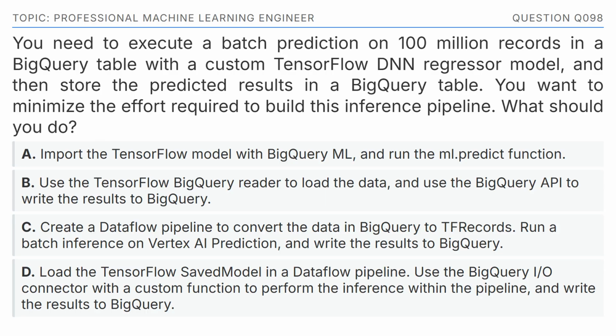Option B, use the TensorFlow BigQuery reader to load the data, and use the BigQuery API to write the results to BigQuery. Option C, create a Dataflow pipeline to convert the data in BigQuery to TF records. Run a batch inference on Vertex AI prediction, and write the results to BigQuery. Option D, load the TensorFlow saved model in a Dataflow pipeline. Use the BigQuery I/O connector with a custom function to perform the inference within the pipeline, and write the results to BigQuery.